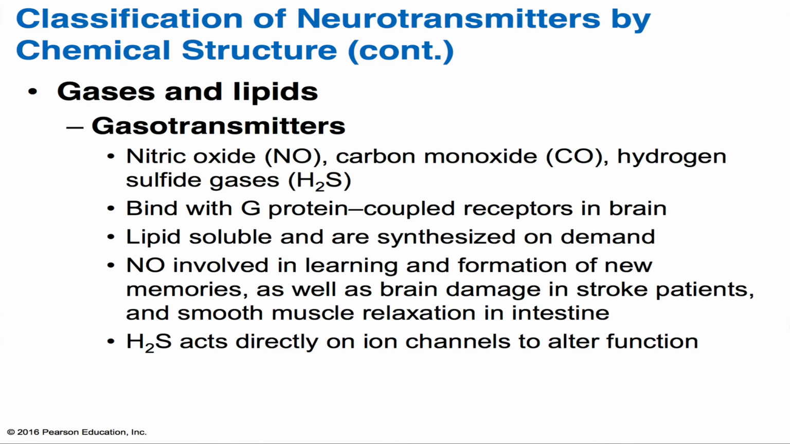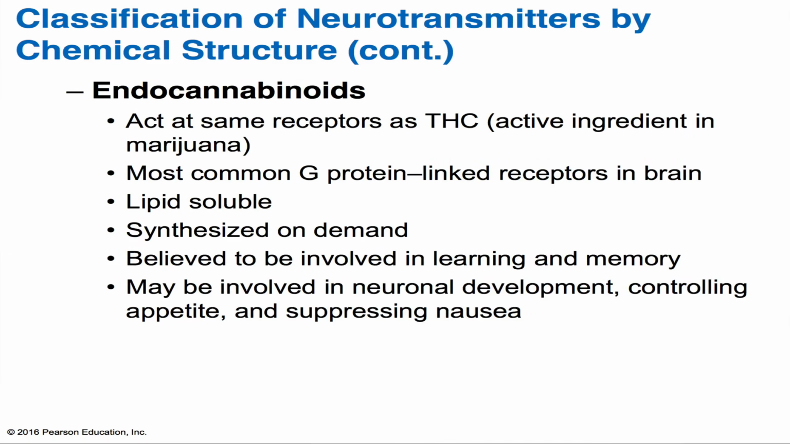Nitric oxide is involved in the learning and formation of new memories by increasing the strength of certain synapses. On the other hand, excessive release of this gas results in brain damage, as we see in stroke patients. It also causes the smooth muscles of your intestines to relax. And hydrogen sulfide gas will directly alter ion channel function.